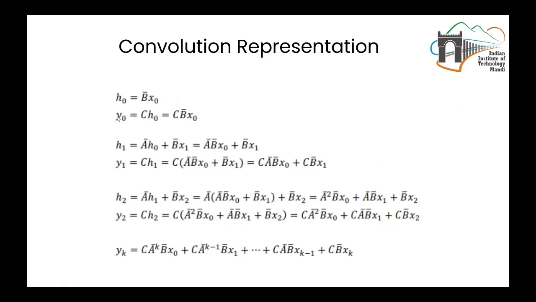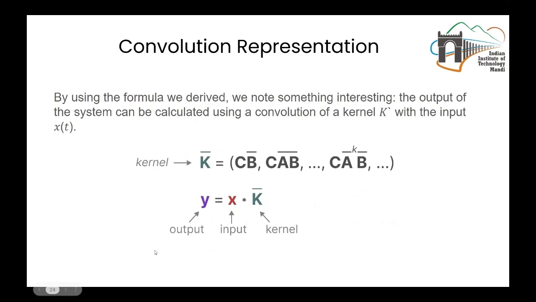For output y naught, we see the B bar matrix is multiplied with x naught. Similarly, here B bar is multiplied by x1, and A bar B bar is multiplied with x naught. Similarly, here B bar with x2, A bar B bar x0. So what we are seeing is that as we move towards older input, the A bar matrix is multiplied, and for yk, as we can see, A bar is to the power k.